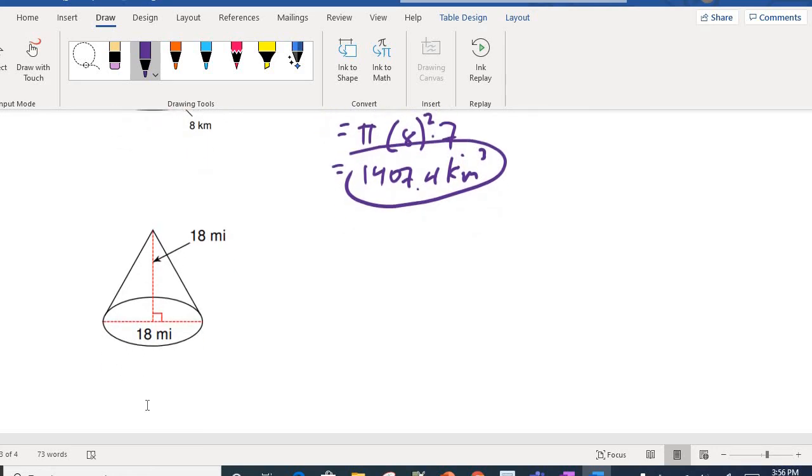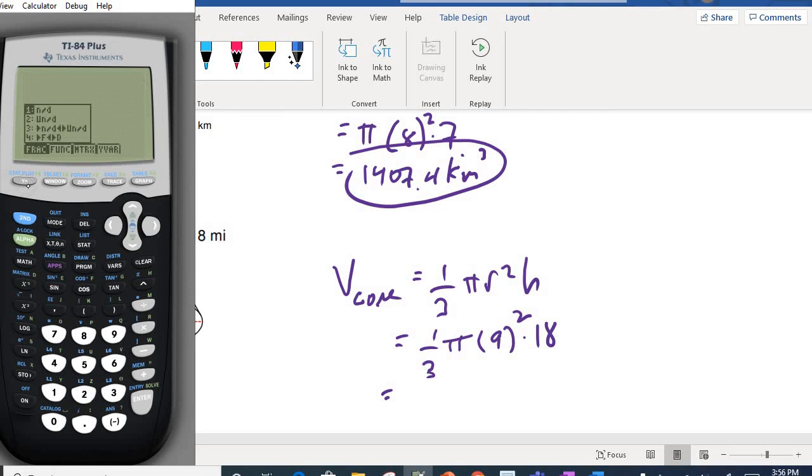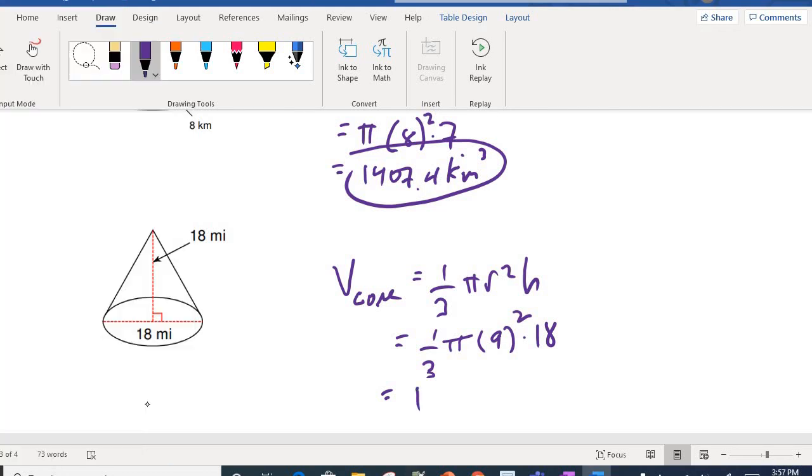And then finally we have a cone, and the volume of the cone, that was a third of the cylinder. So that was 1/3 pi r squared h. So that's 1/3 pi. I'm going to say the radius is 9 because it looks like the diameter is 18, and then the height is 18. All right, so I'll do 1/3, I'm going to plug the pi in, I'm going to do 9 squared times 18. And I'll say that's going to be 1,526.8.